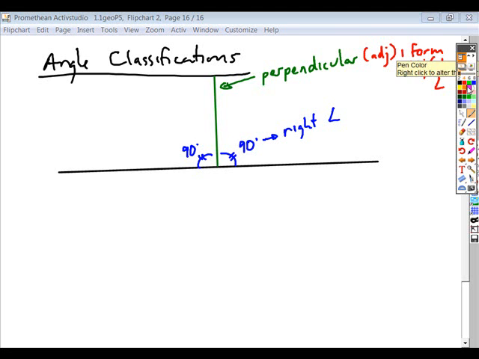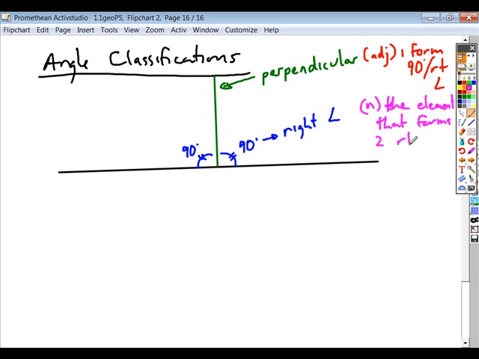If something is perpendicular to something else, that means it forms a 90-degree angle with that. You could also use this as a noun. The perpendicular actually talks about the element that forms the two right angles. So that green line there, or that green line segment, is a perpendicular as the noun.